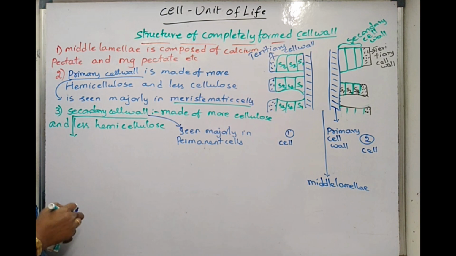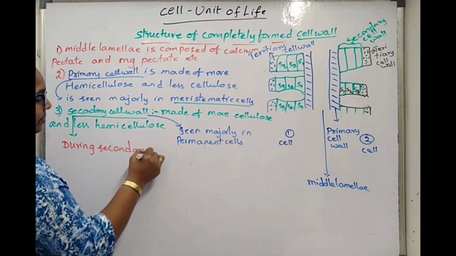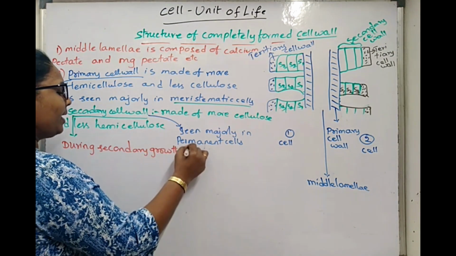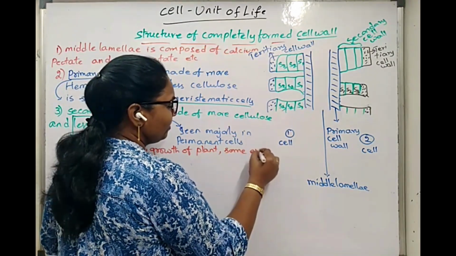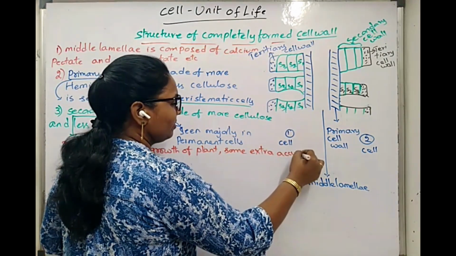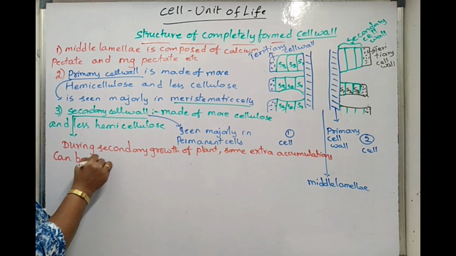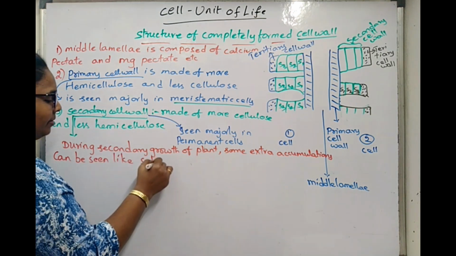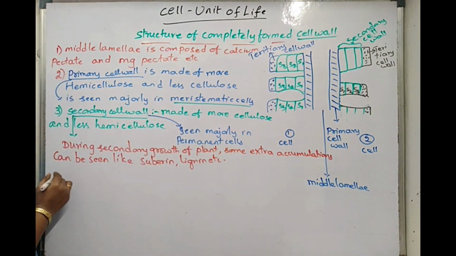At the secondary cell wall area, there will be some accumulations during the secondary growth of the plant tissue. Those can be suberin, lignin, cutin, etc. During secondary growth of the plant, some extra accumulations can be seen, like suberin, lignin, etc.